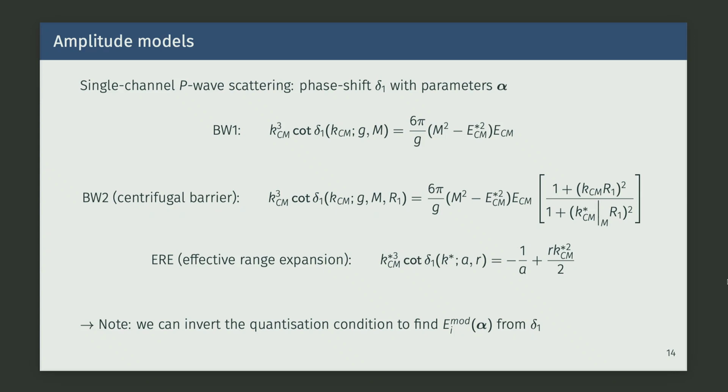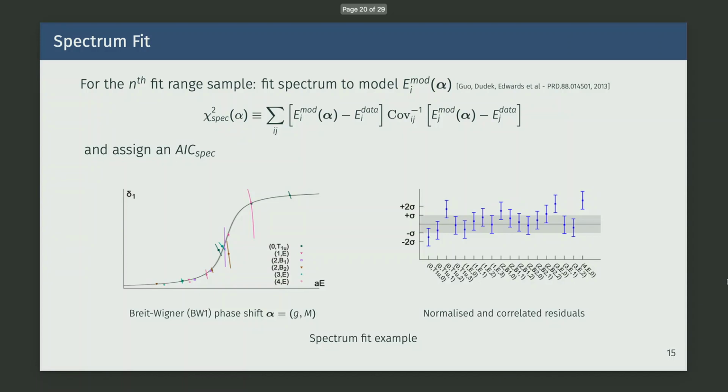And given that, we can invert the quantization condition, because this is how I'm going to solve the fit of the scattering amplitude. So we can find the energies for a given model and parameters of the model, which is sometimes called inverse Lüscher. And defining this chi-squared, we can fit the spectrum to the model, essentially, with the covariance determined by a bootstrapping of the data.